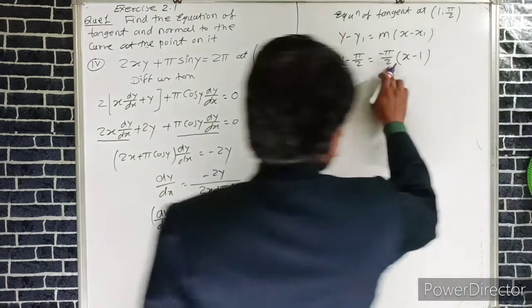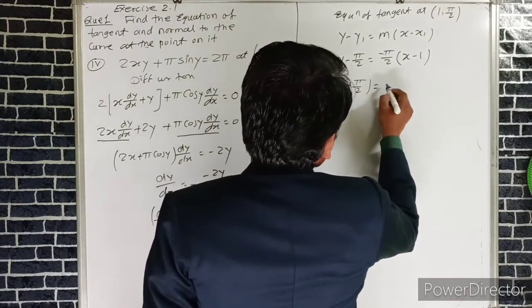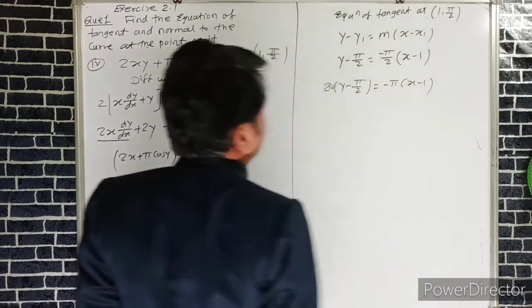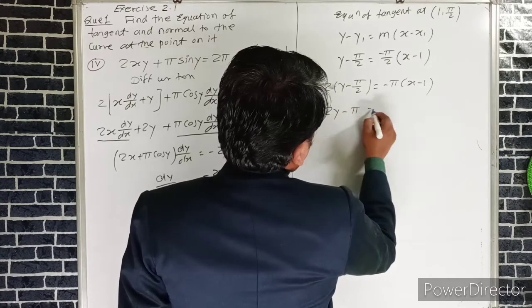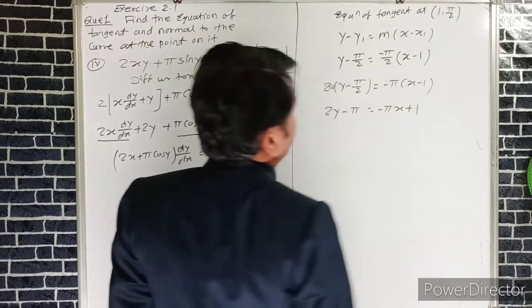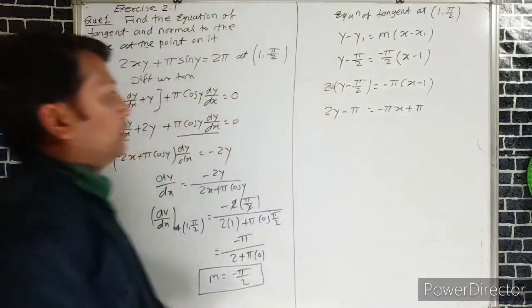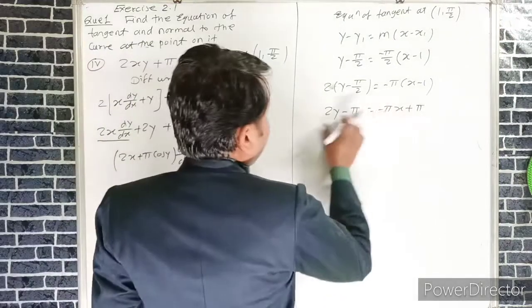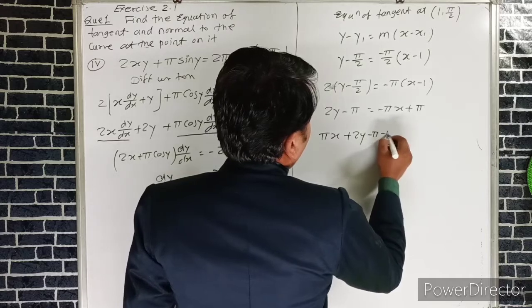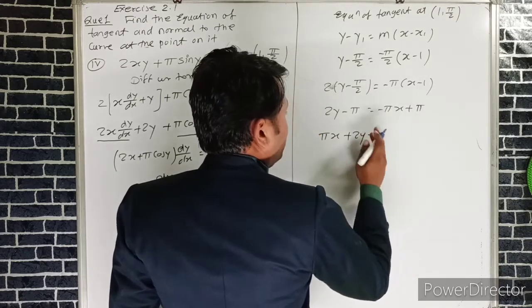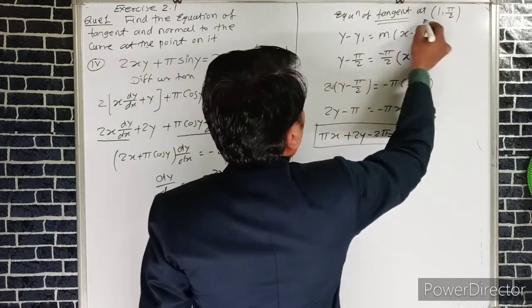If we take this 2 to the left side, we can write 2 into (y minus pi by 2) is equal to minus pi into (x minus 1). 2 into y, which is 2y, minus 2 cancels, we get pi, is equal to minus pi x plus pi. Here if we take this pi x to the left side, we can write pi x plus 2y minus pi, which is minus 2 pi, is equal to 0, which is the required equation of tangent.